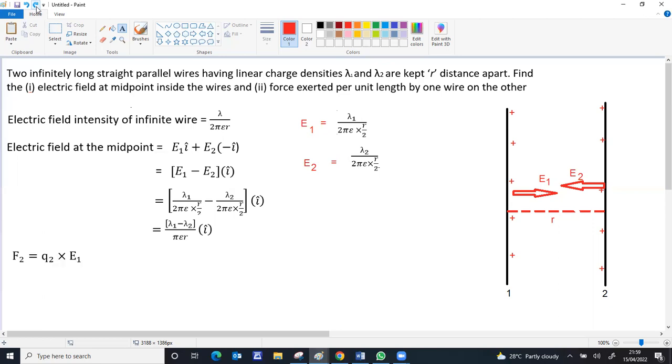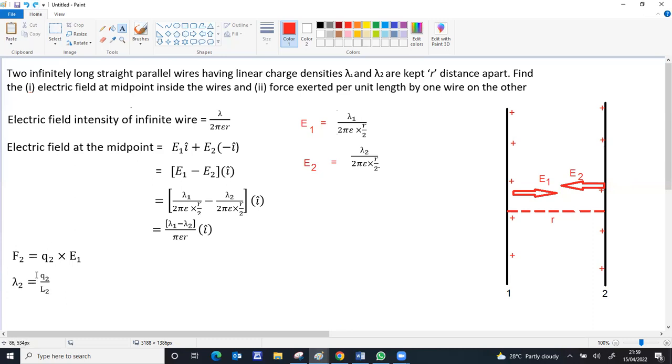The second part: we want the force per unit length by any one wire. So this is the force on the second wire. The force is due to the charge on the second wire. The charge on the second wire experiences a force due to the electric field of the first one. So wire 2, which has charge Q2, is experiencing a force due to the electric field of wire 1. So F2 is equal to Q2 times E1.